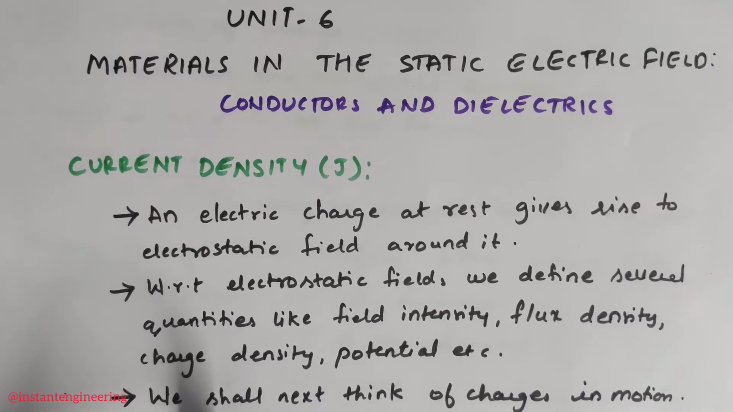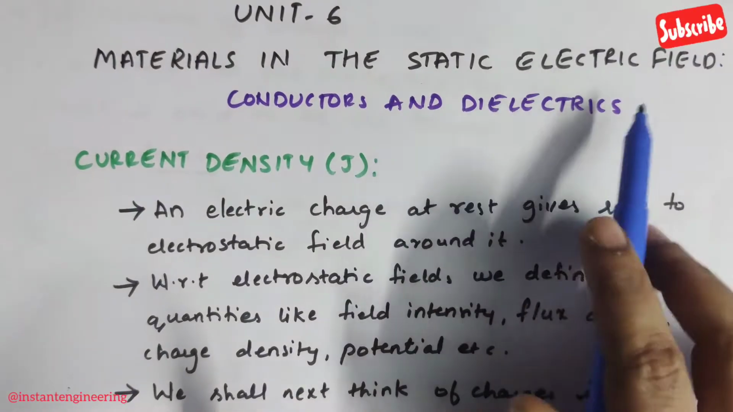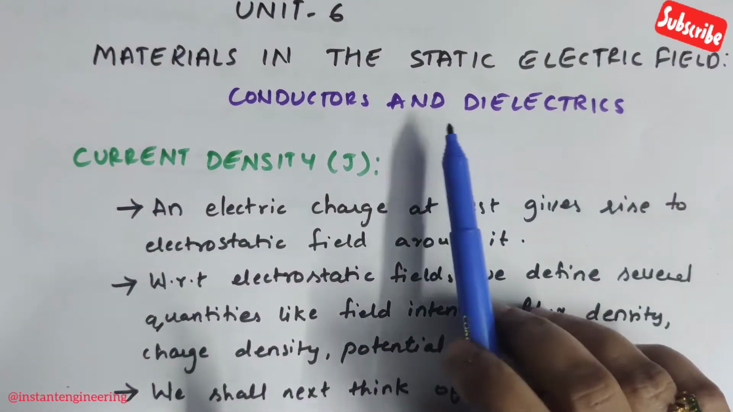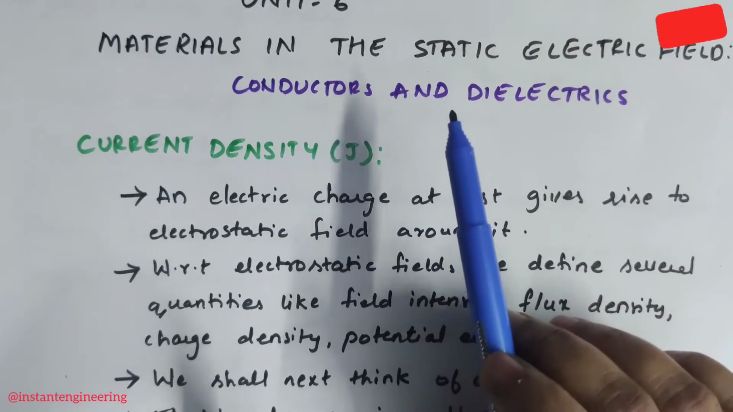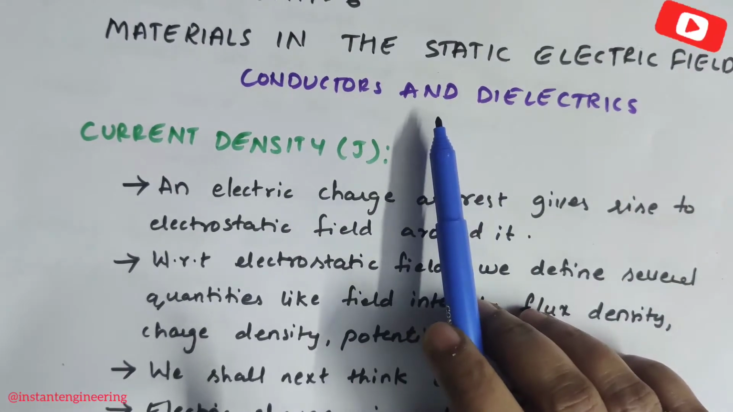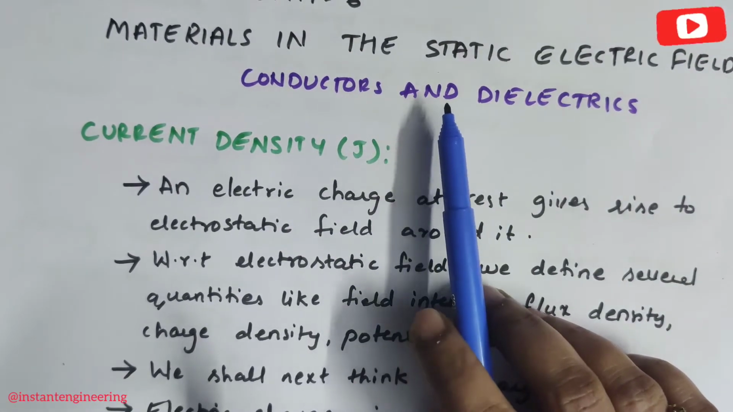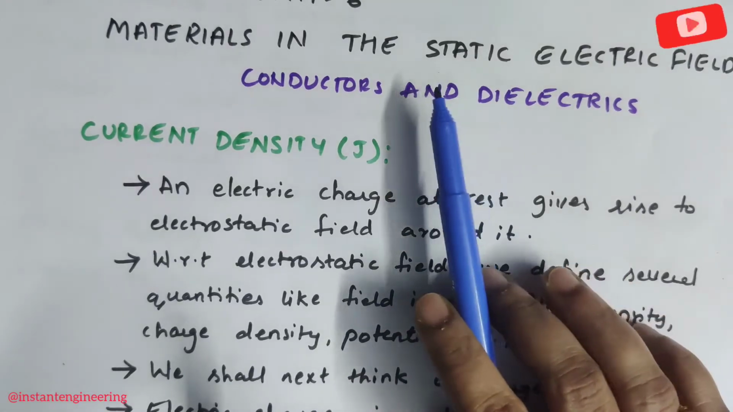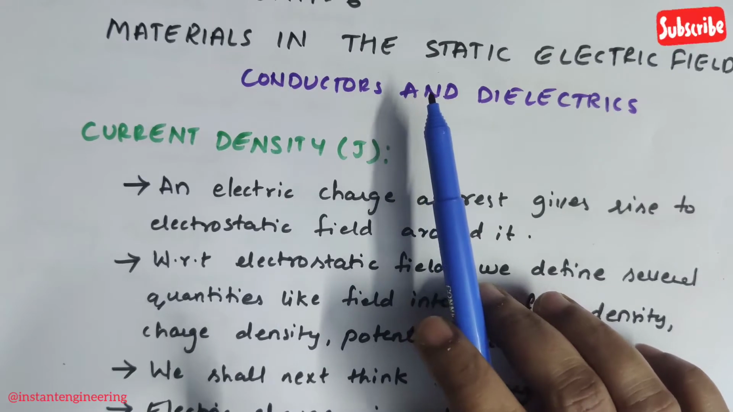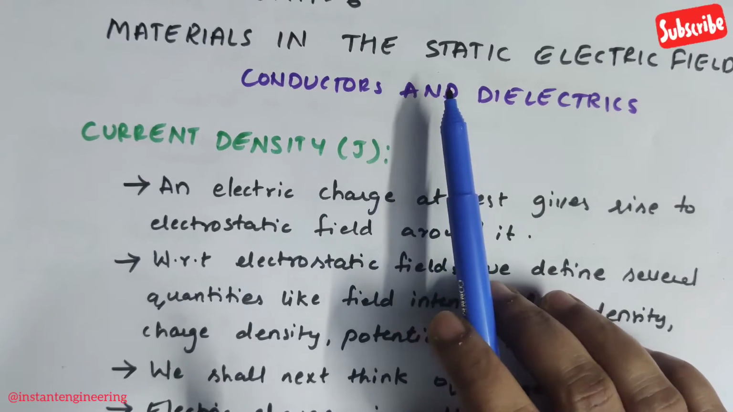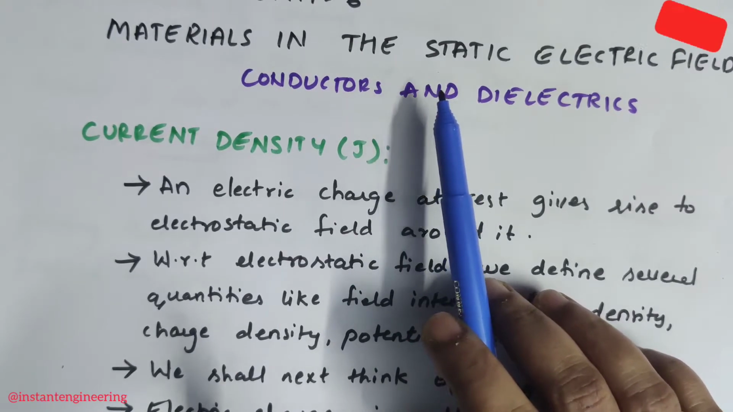Everyone. So this is unit 6, materials in the static electric field, the subject field theory. So this is both conductors and dielectrics. In the previous chapters, we have seen electric field and so on. We said that if two charges are there, there is some force of attraction between those charges because of Coulomb's law.